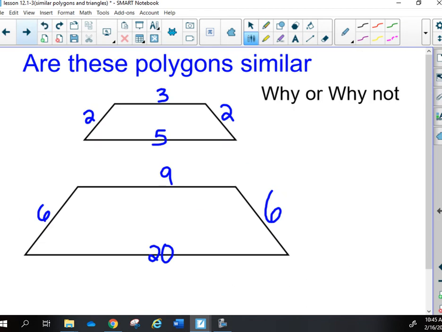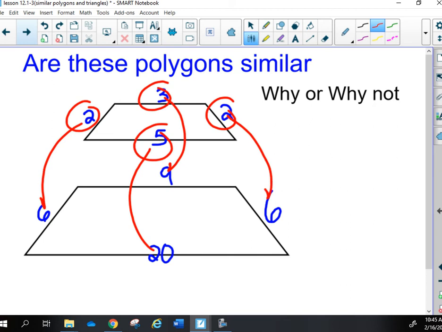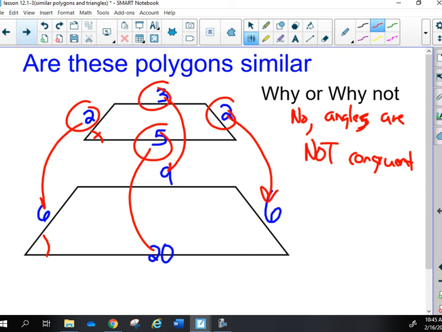Are these polygons similar or not? Go ahead and hit pause and tell me why or why not verbally out loud right now. Good, I heard you shouting at your computer, because this is what I hope you didn't do. I hope you didn't come up here and test the sides. Why test the sides when you can say no right away, because the angles are not congruent? I didn't mark anything up there. I don't care how pretty they look.